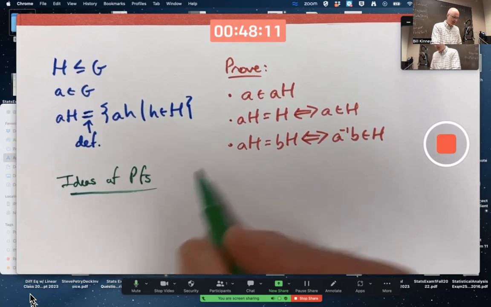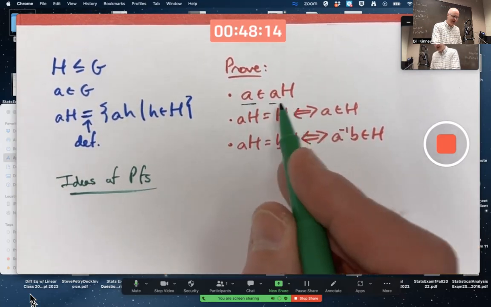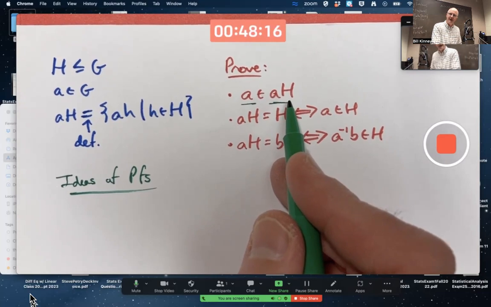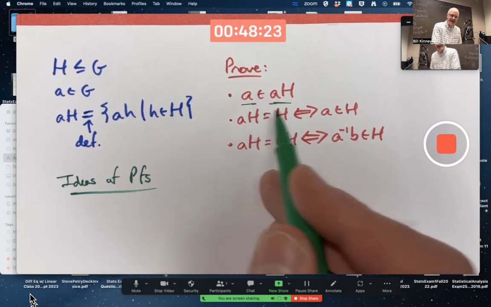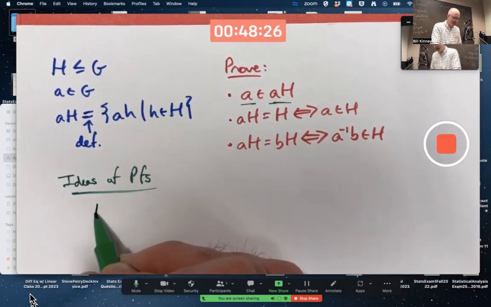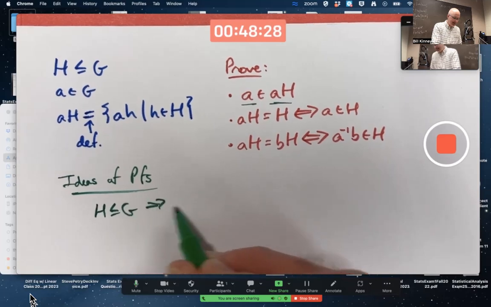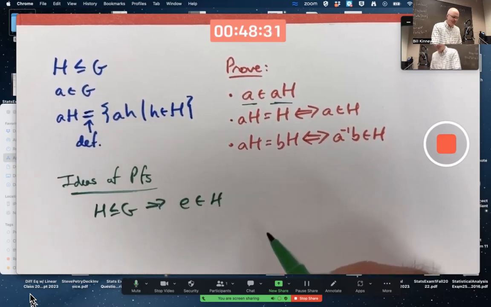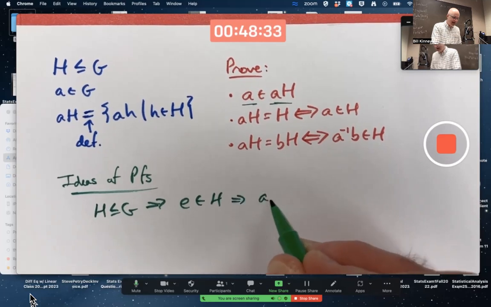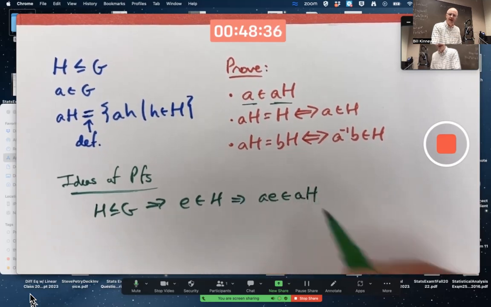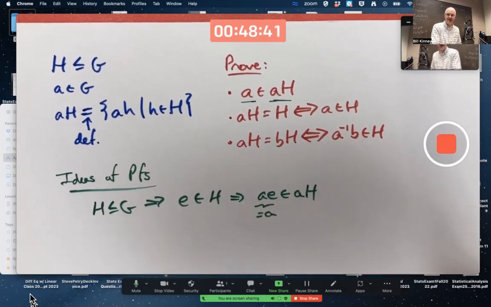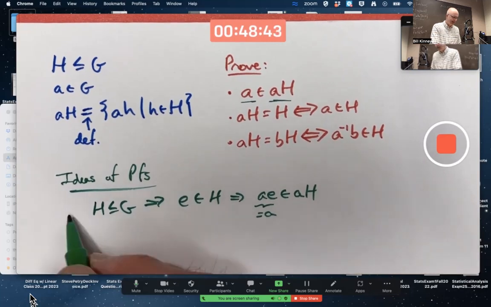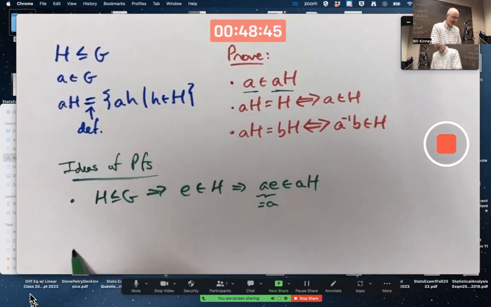What about the very first property? Why is A an element of AH, the left coset of H in G containing A? It says it contains A in its name, but we better prove it contains A. Well, since H is a subgroup of G, that means the identity is in H, which means A times the identity is in AH, but A times the identity equals A. Done. Okay, so that one's easy.